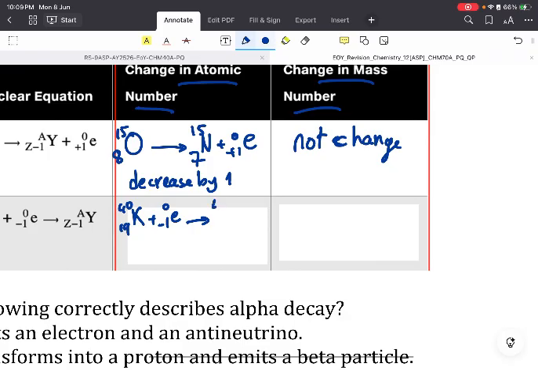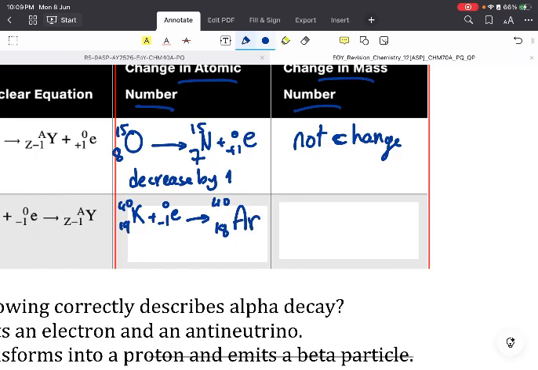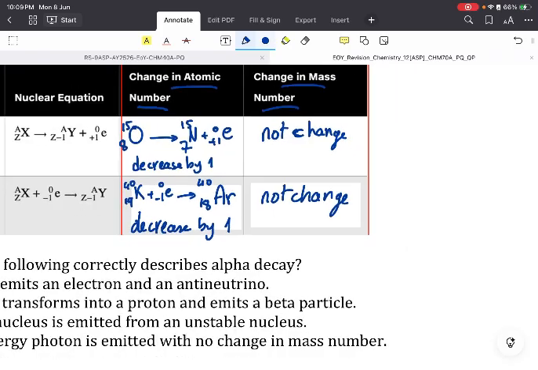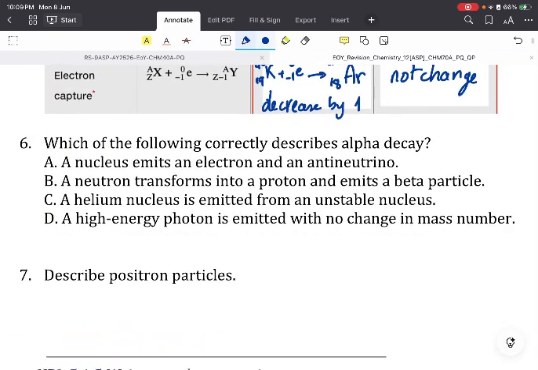The mass number is gonna stay the same because 40 plus 0 is 0, but the atomic number is going to be 19 minus 1, that is 18. Now 18 is argon. So again, the atomic number is gonna decrease by 1, whereas the mass number will not change.